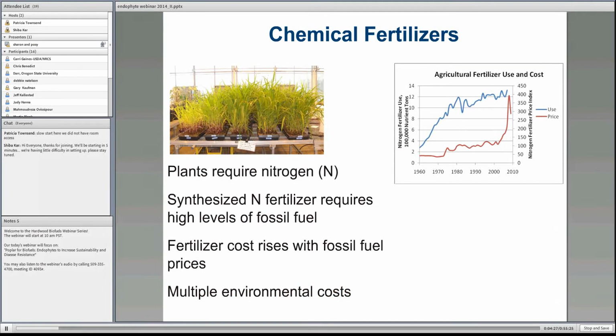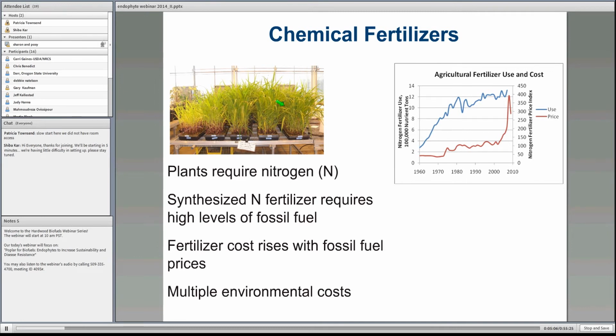One of the reasons why I study endophytes is to try to have a biologically or environmentally sound alternative to using chemical fertilizers. So plants require nitrogen. This is showing plants grown without fertilizer, and then an increasing amount of fertilizer. So plants grow better, and they're greener and healthier if they have nitrogen fertilizer.